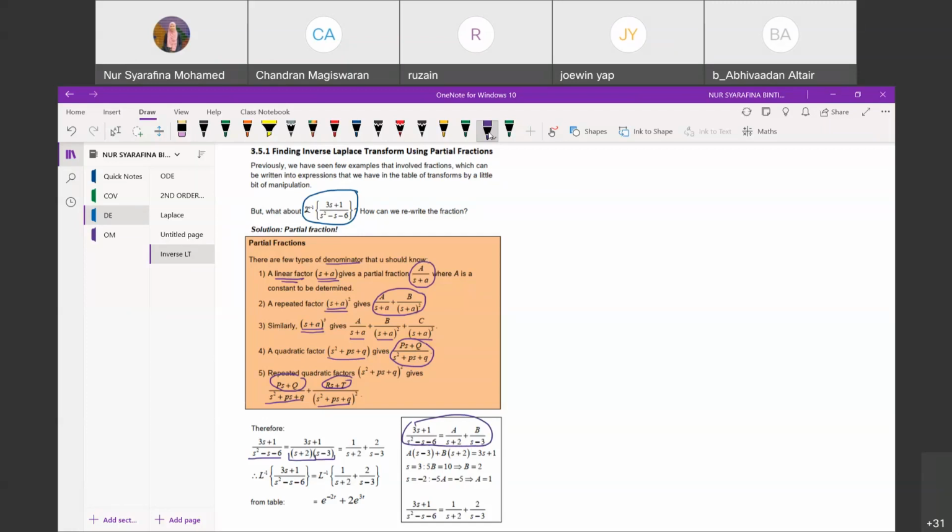Alright, so when it is a linear factor, then the numerator has only a constant value. So what you need to do is to find the values of A and B. Okay, is that clear now? All of you have learned the partial fraction, right?